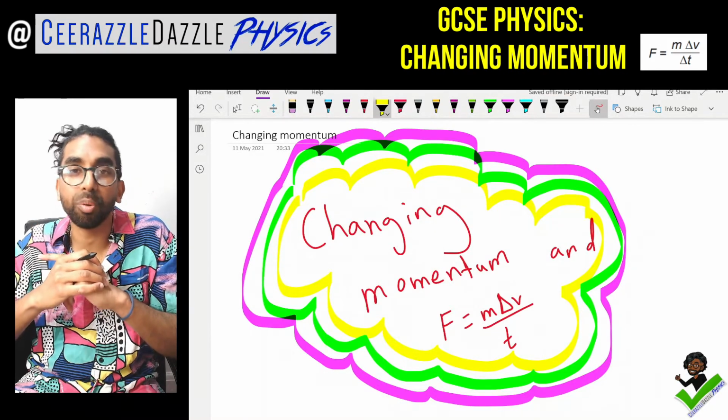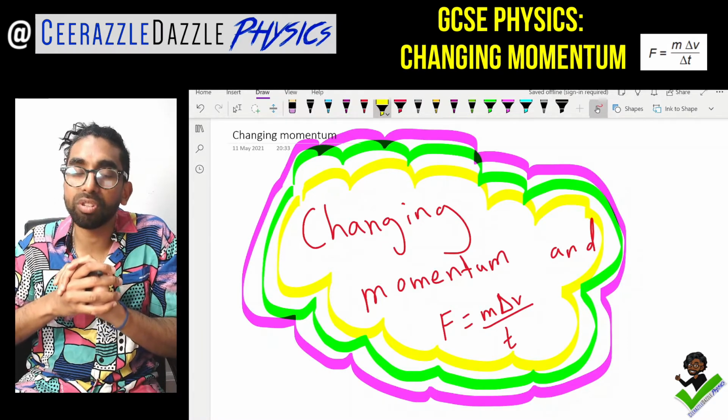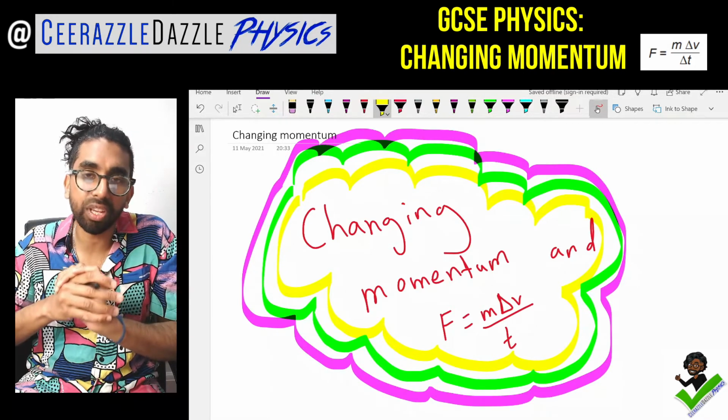In today's session, we're going to be talking about changing momentum and using the formula F is equal to m delta V over t. So put down today's title, it's going to be changing momentum and using the formula F is equal to m delta V over t.